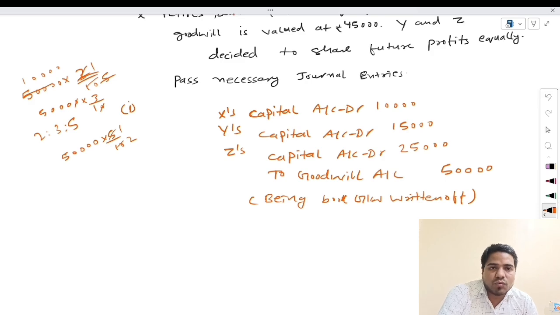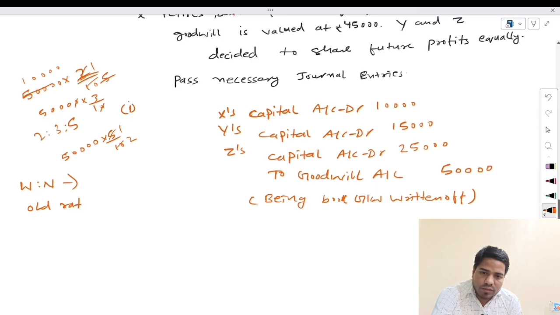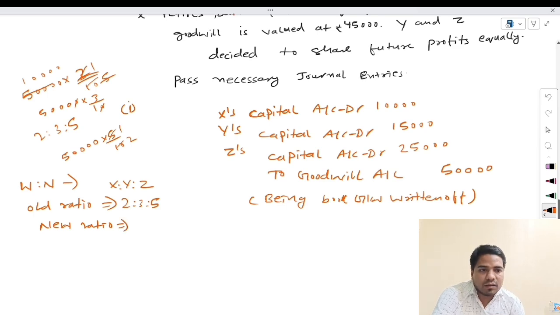Now come to the next part. In the next part, first of all, we have to calculate the gaining ratio. Here we will make a working note. Old ratio is given for X, Y and Z: 2:3:5. New ratio is also given here. They have decided their profit sharing ratio should be equal, meaning 1:1. This is the new ratio for Y and Z, as X is taking retirement. Then we have to calculate the gaining ratio.